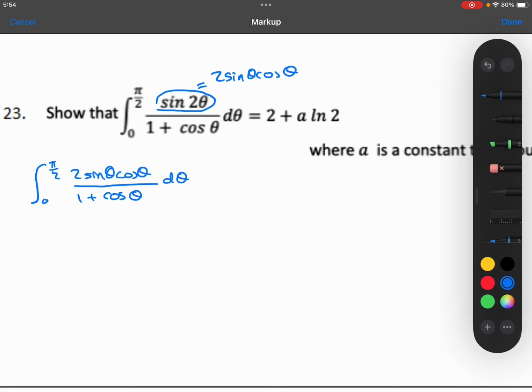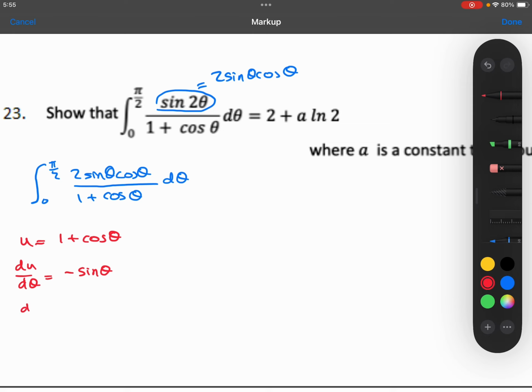Right, it's still looking pretty tricky. There's nothing that cancels just yet. So I'm thinking about making a substitution here to try and make this a bit simpler. Substitution I'm going to try, well, it'd be nice if we got rid of the denominator, so maybe if I could say u equals 1 plus cos theta, that might make it a bit simpler. Let's try that. Let's differentiate. Let's say du by d theta. The 1 will disappear, the cos will differentiate to be minus sine.